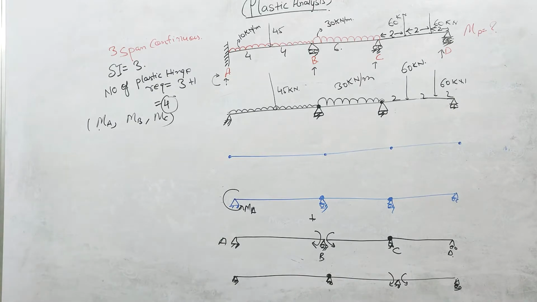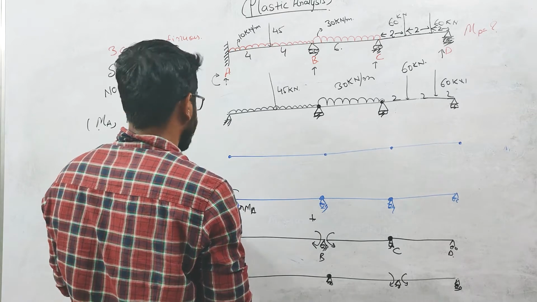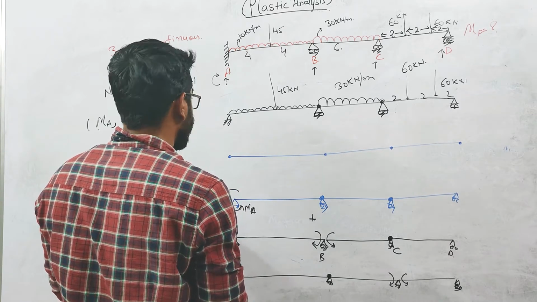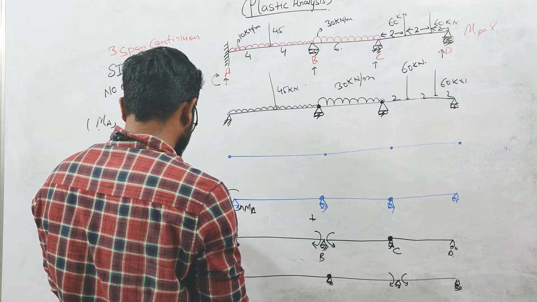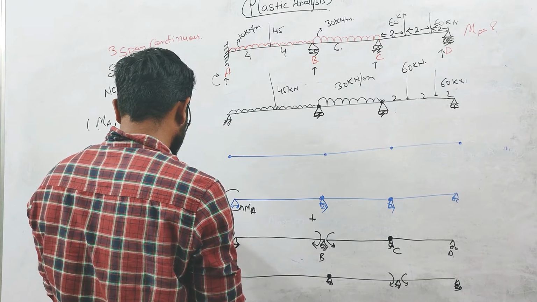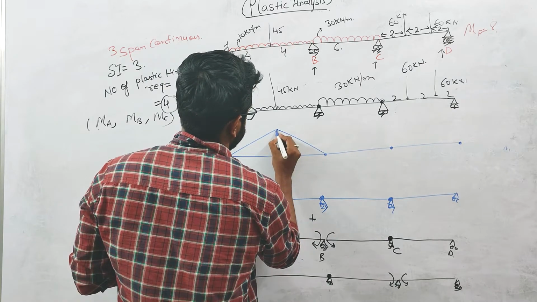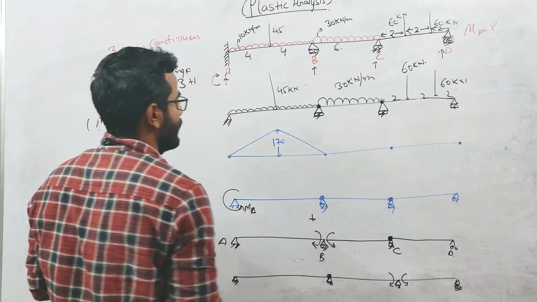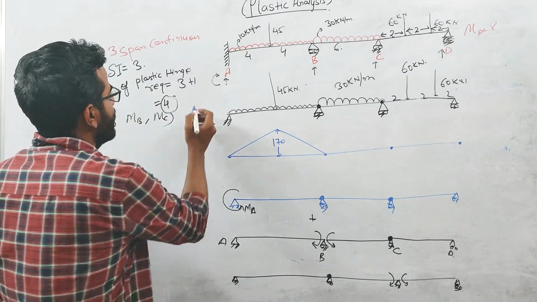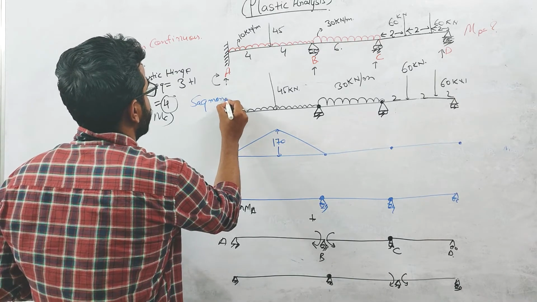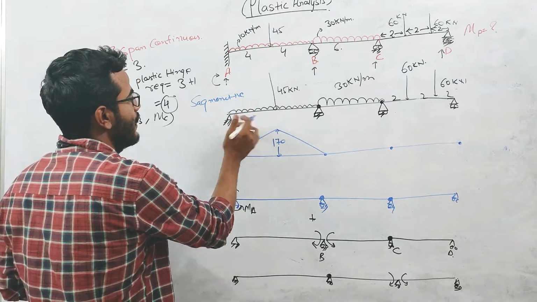So if you calculate the maximum moment at this center, it will be PL by 4, 45 into 4, which is 90, plus wL square by 8, that is 10 into 8 square divided by 8. So this value comes out to be 170 at this center. And we are considering sagging moment as positive, so this loading is inducing sagging moment on this AB portion.